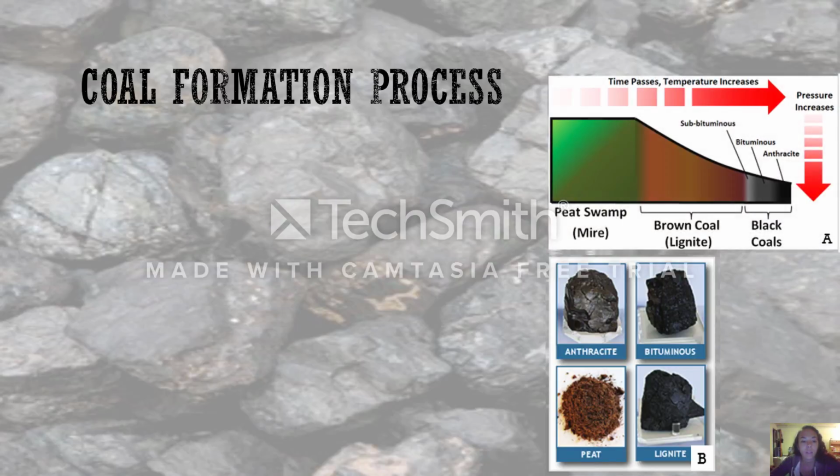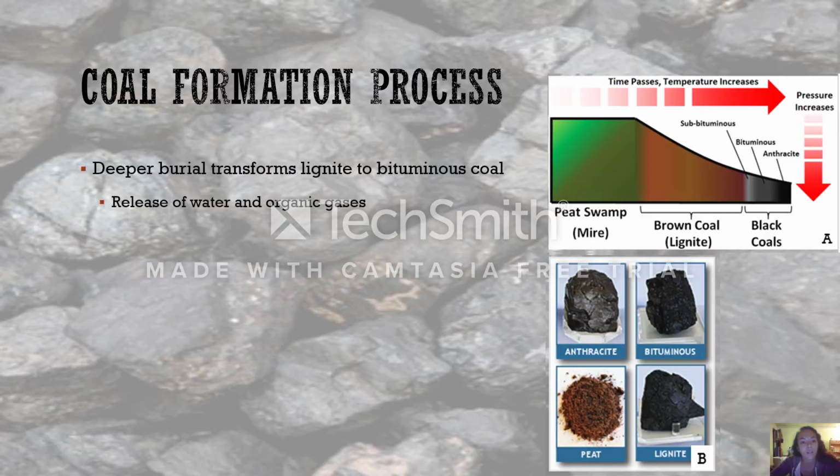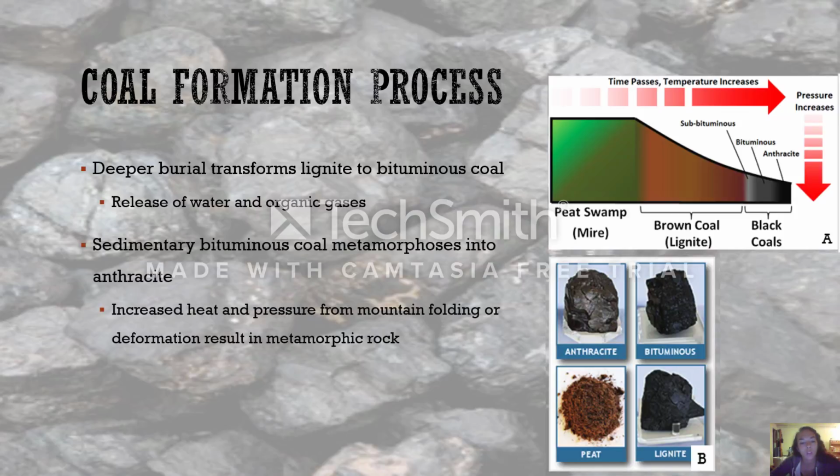So lignite and bituminous coal are both sedimentary rocks, but when they experience extreme heat and pressure from processes such as mountain folding or deformation, they metamorphose into an even higher energy coal called anthracite. Anthracite is a hard, shiny rock with the highest carbon content of all the coals. It burns very slowly due to the low moisture and ash content, and although it can provide clean energy, it is more difficult and expensive to actually extract than the other coals, and therefore it is much less commonly mined.